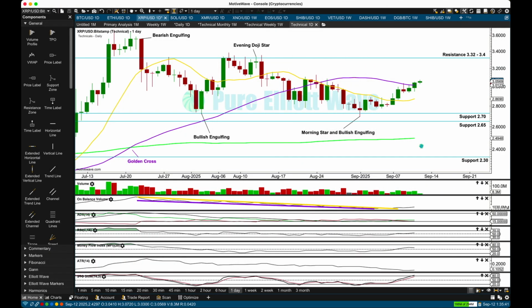At the daily time frame for the shorter term, we see some reasonably good support about the 2.65 to 2.70 area. If that gives way, then I would expect price to fall down to 2.0.